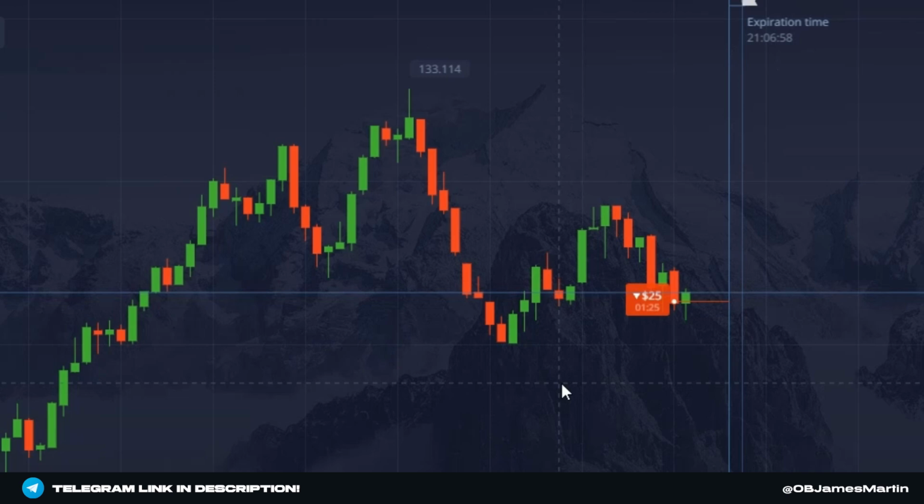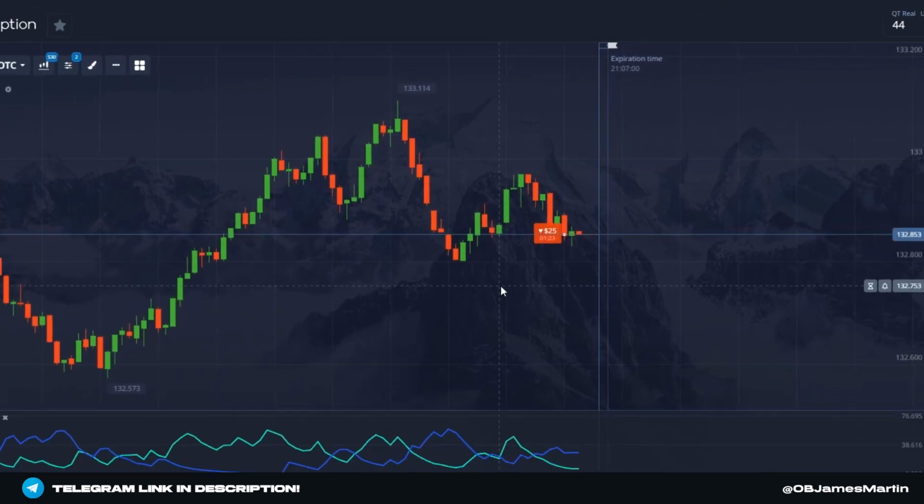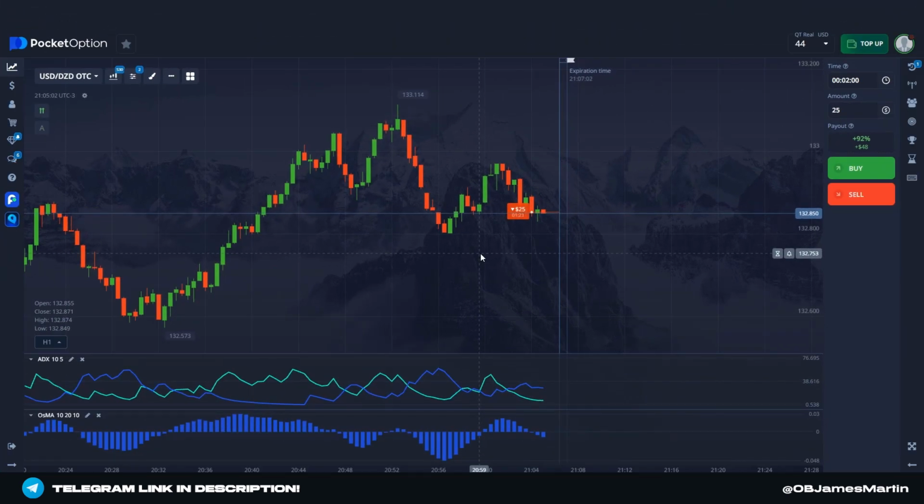The third rule is don't try to work fast. Yeah, guys, 5 minutes of expiration time for a trade is the best option for these settings. 2 minutes, 3 minutes, 4, 5, not more than this. So if you choose 1 minute, for example, you can lose more often. Don't break these rules and your results will already be better.